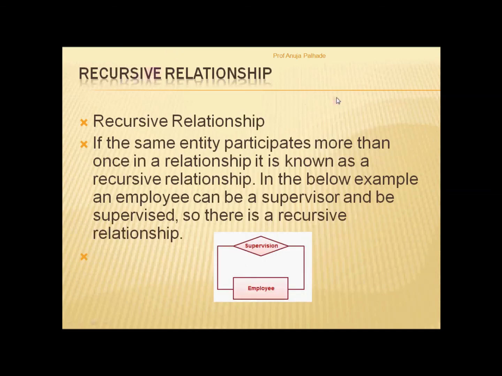Now recursive relationship. If the same entity participates more than once in a relationship, it is known as a recursive relationship. See, an employee doing supervision and doing his job. So the supervision relationship is nothing but a recursive relationship. In the example below, an employee can be a supervisor and be supervised, so there is a recursive relationship.